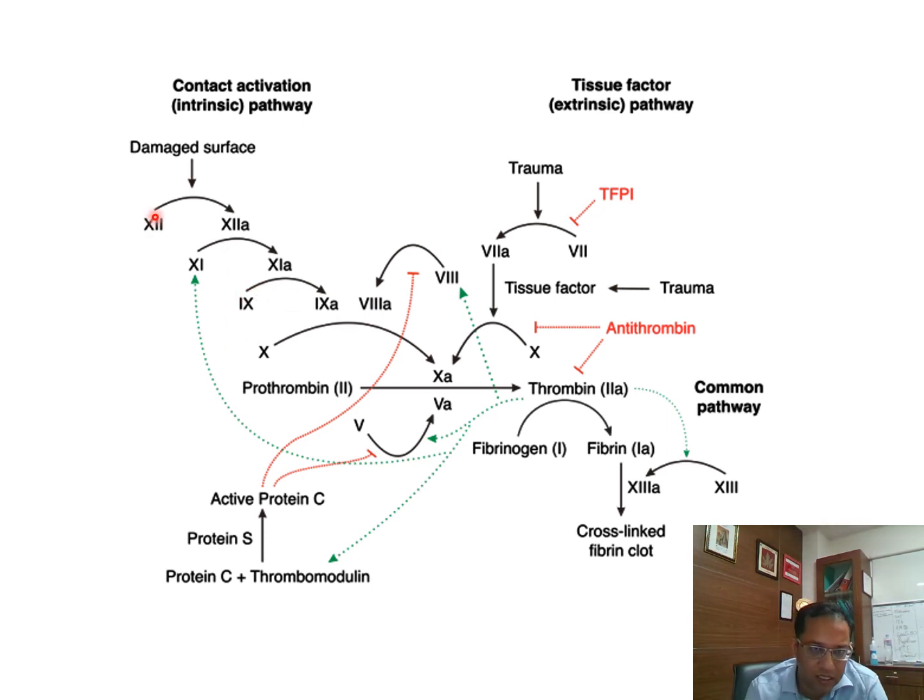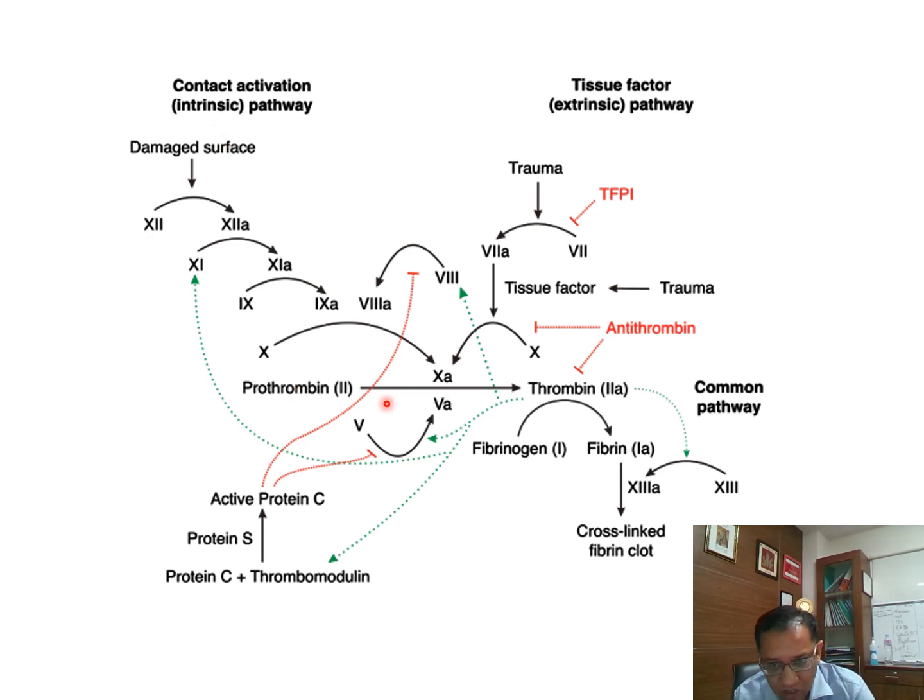12 to 12A, it's a cascade obviously. 11 to 11A. Then the 2 below the 10 are 9 and 9A, and 8 and 8A. Now 8 combines with von Willebrand factor also, because von Willebrand factor is attached to factor 8. So nonetheless, factors 8, 9, 11 and 12 are a part of the intrinsic pathway.